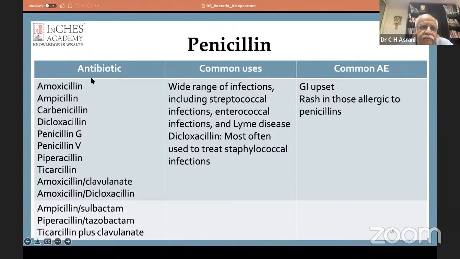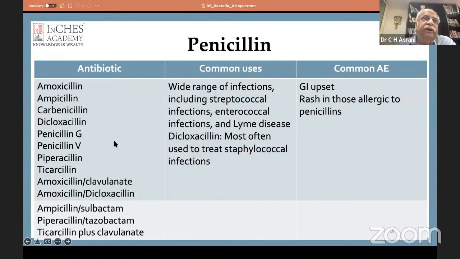So now we have various generics: amoxicillin, ampicillin, carbenicillin, dicloxacillin, penicillin G, penicillin V are oral. Piperacillin is an injectable, ticarcillin is injectable. Two common combinations we use in practice are amoxicillin-clavulanate and amoxicillin-dicloxacillin. Then injectable we have ampicillin-sulbactam, piperacillin-tazobactam, and ticarcillin plus clavulanate.